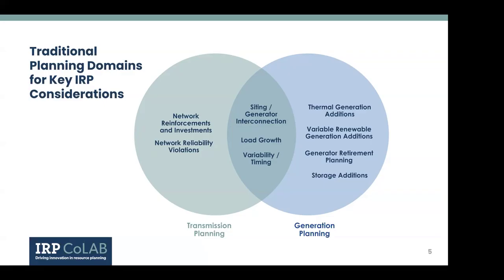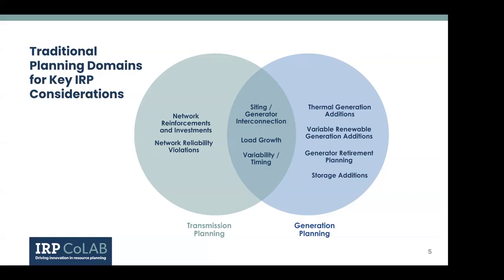On the generation planning side, they're going to be looking at what does the generation portfolio look like out in the future? What additions do we need? What retirements are coming up? And those can come in different forms: thermal, renewable, storage, and so on.